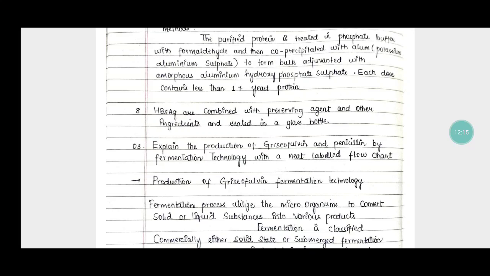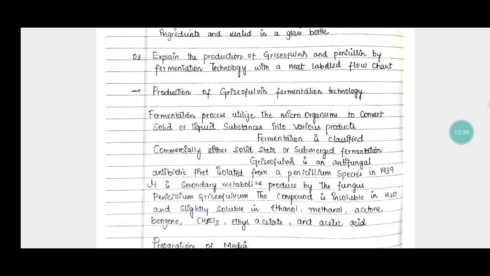And then lastly, the HBS antigen, that is surface antigen, is combined with preserving agents, and the other ingredients are sealed in a glass bottle. Now question number 3, explain the production of griseofulvin and penicillin by fermentation technology with a neat labelled flow chart. So the production of griseofulvin: fermentation technology, where the fermentation process utilizes microorganisms to convert solid or liquid substances into various products.